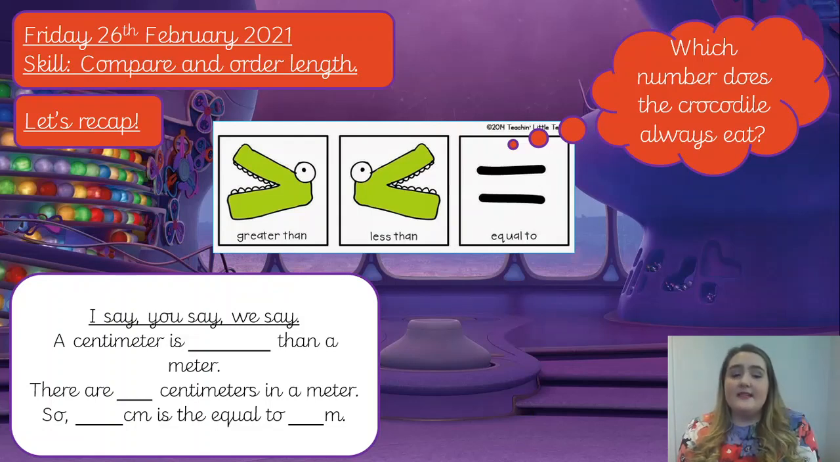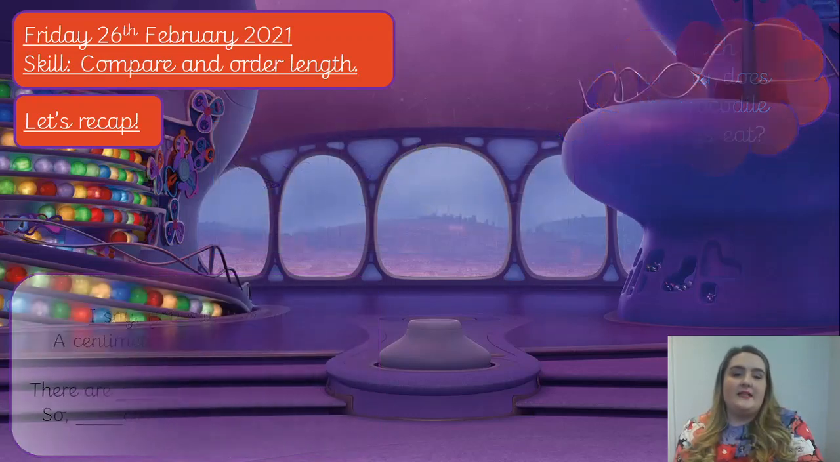So something centimetres is equal to something metre. What do we think would go in those missing gaps? Well done. So 100 centimetres are equal to 1 metre. Brilliant learning today, Year 2.